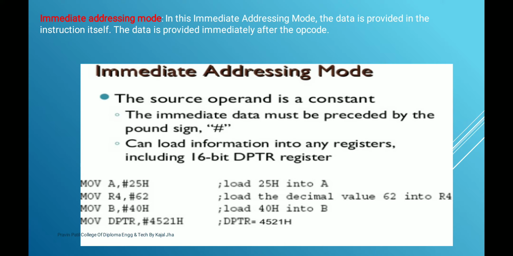Okay, so if we see the format of immediate addressing mode, then the first byte contains the opcode and the second byte contains the 8 bit operand. Okay, this is for an 8 bit operand.